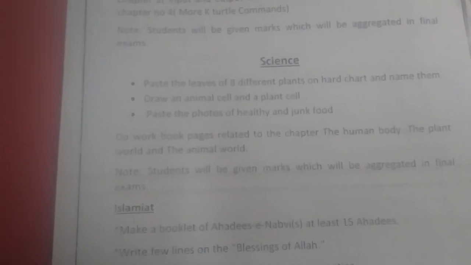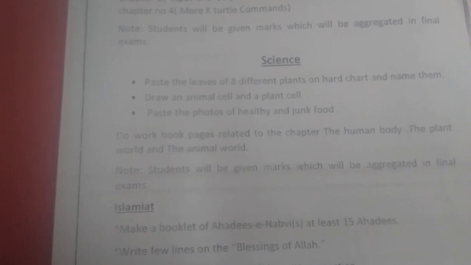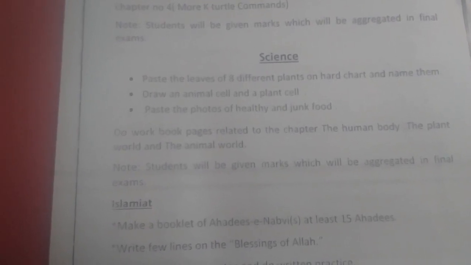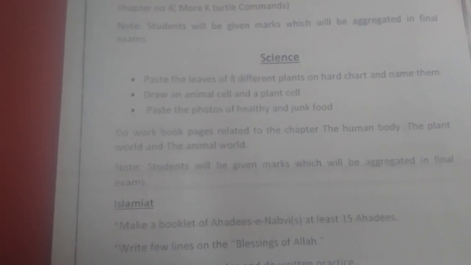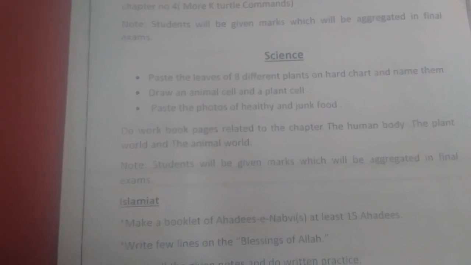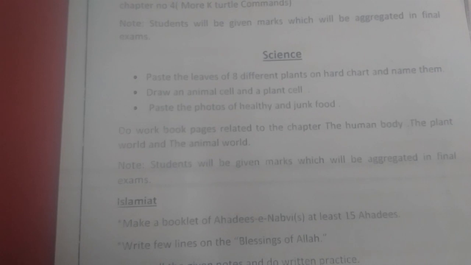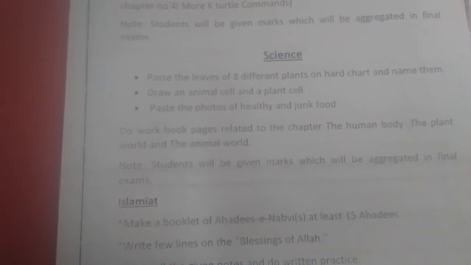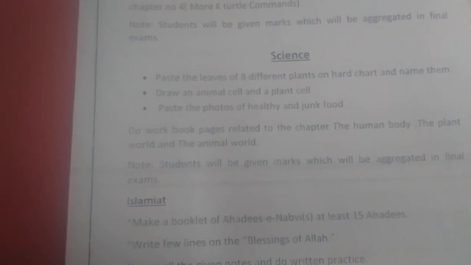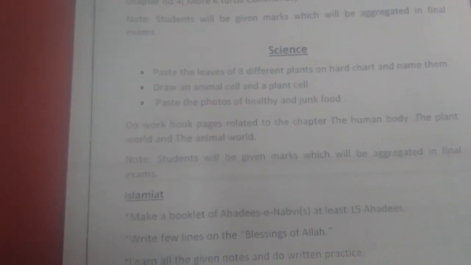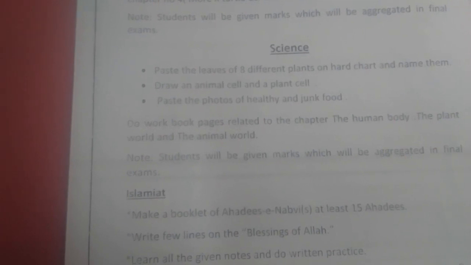Now for science, what you have to do, you have to paste leaves of 8 different plants on chart paper and you have to name them. Then you have to draw an animal and a plant cell to differentiate them, and then you have to paste photos of healthy and junk food. Then you have to do all the book work pages related to chapters 1, 2 and 3: the human body, the plant world and the animal world. You have to do all the related work in your workbook.